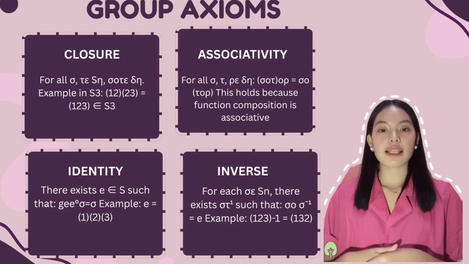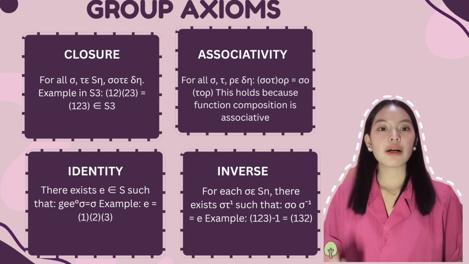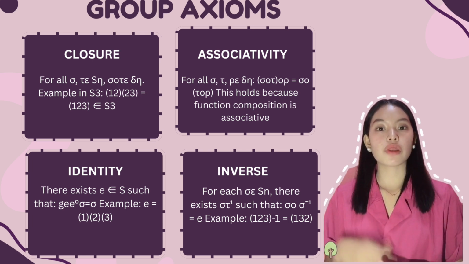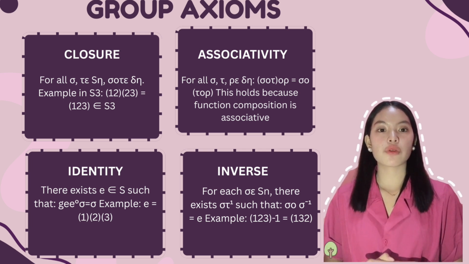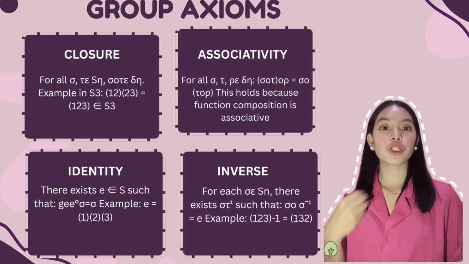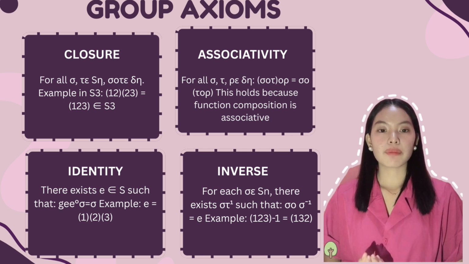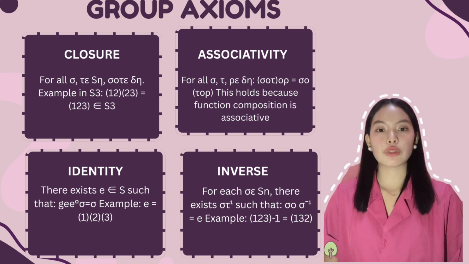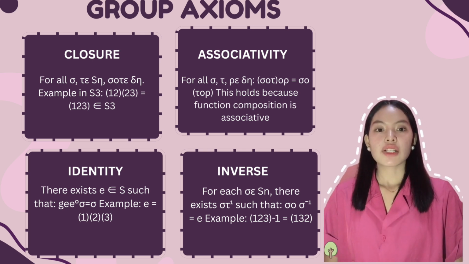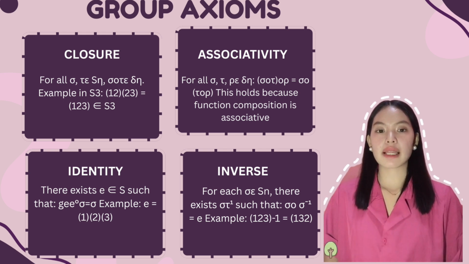Now, let's proceed to the second property, which is associativity. Sigma composed with tau composed with rho equals sigma composed with the composition of tau and rho. So associativity means the way we group the operations does not affect the final result. Permutation composition is function composition, which is always associative. So this is a fundamental property that all symmetric groups automatically satisfy.